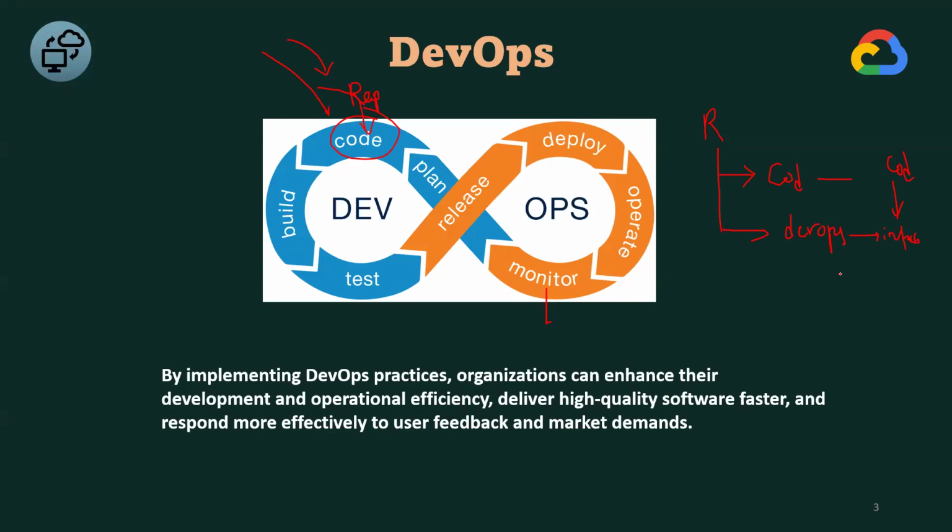By implementing DevOps practices, organizations can enhance their development and operational efficiency and deliver high quality software faster and respond more effectively to user feedback and market trends. So this is the advantage you are going to get with the help of DevOps. It accelerates the software development process, enhances collaboration, improves efficiency, ensures reliability and stability, and we can also respond more effectively to user feedback and market trends. This is what you are going to get with DevOps, guys.